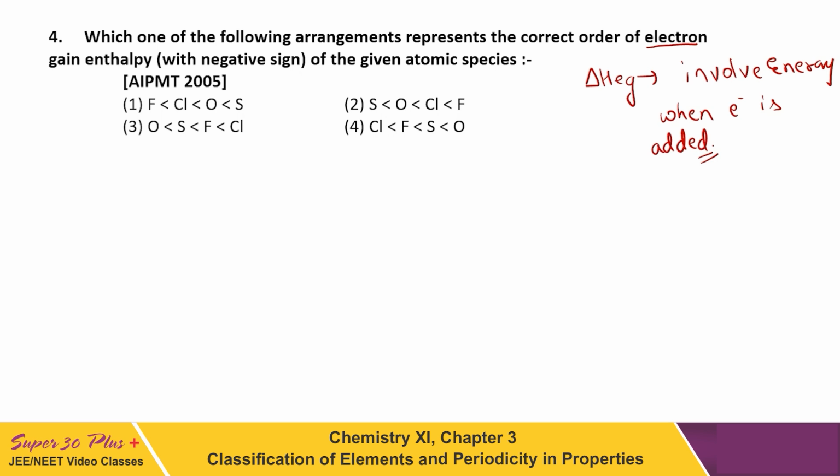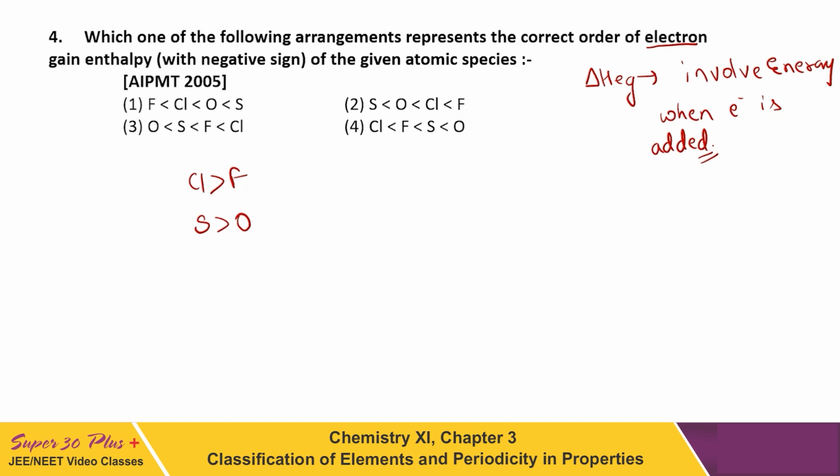So technically, chlorine has more electron gain enthalpy than fluorine, and sulfur has more electron gain enthalpy than oxygen. So the electron gain enthalpy of chlorine is greater than fluorine, and that of sulfur is greater than oxygen. Although they belong to the 3rd period, it is still more, as an exception, because of the high electron density in the members of the 2nd period.